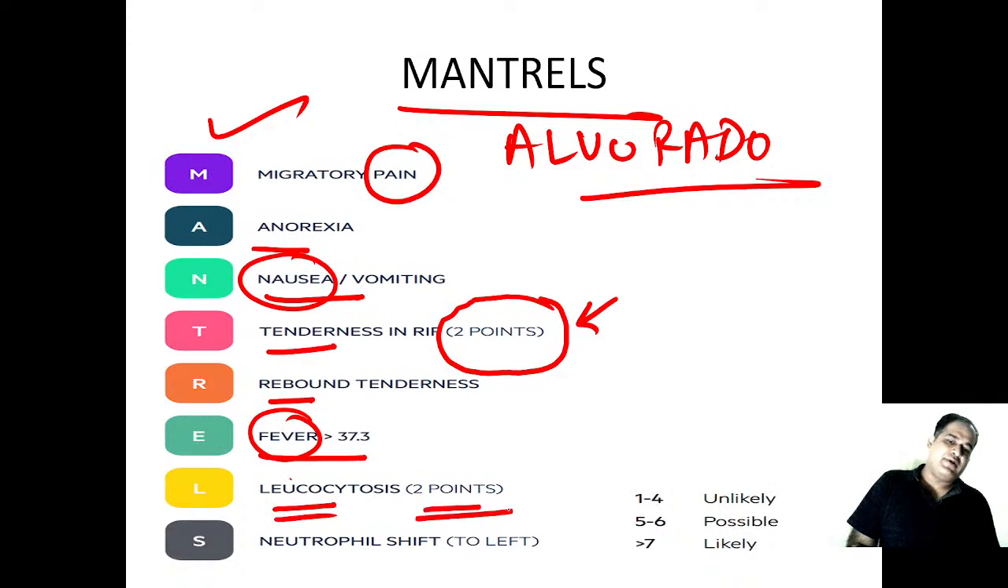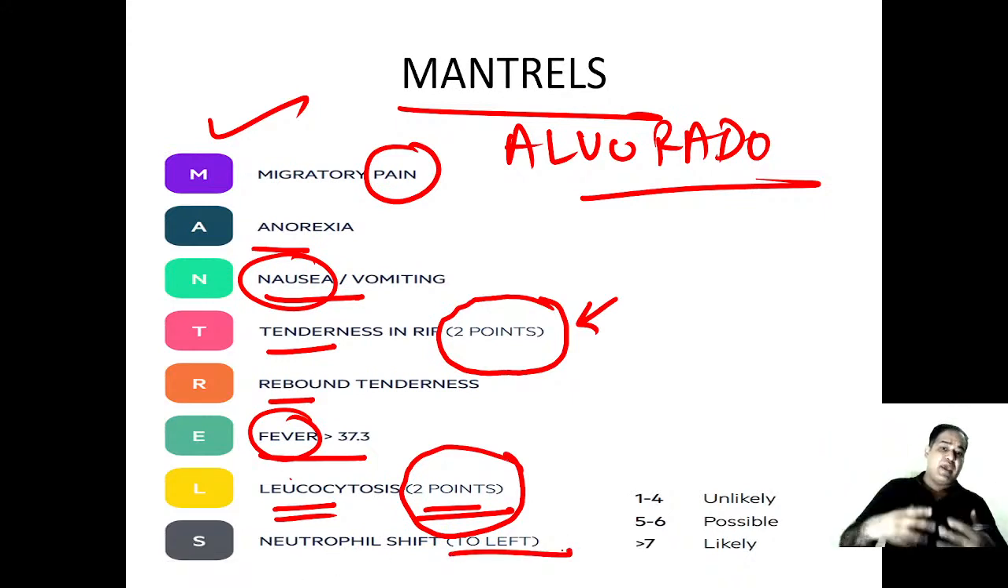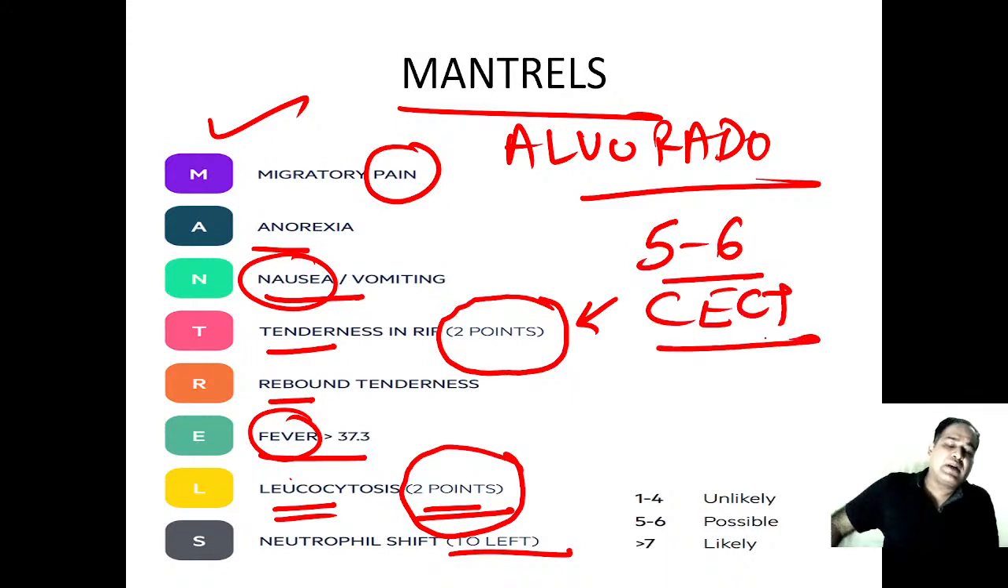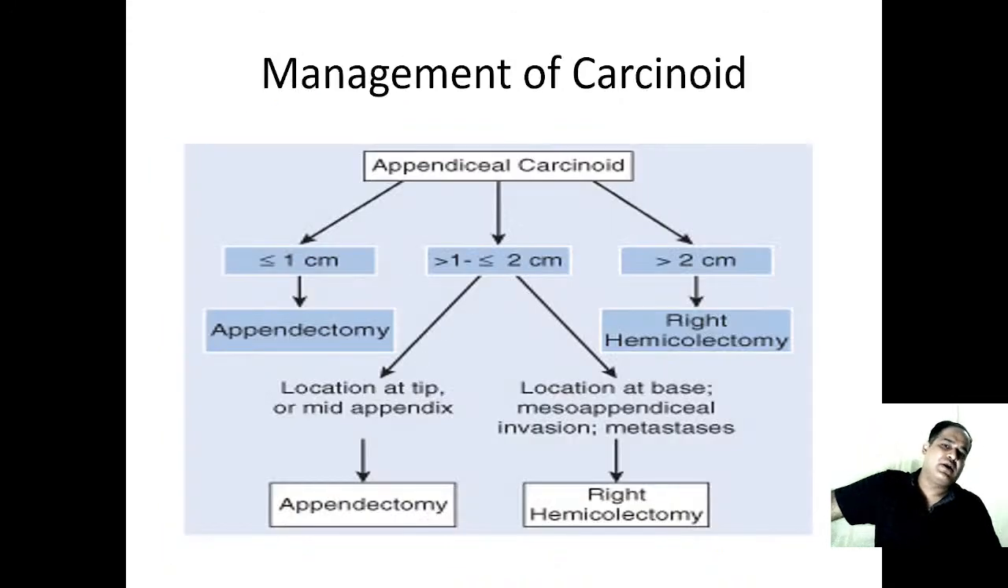Leukocytosis, increased total leukocyte count. That also has double importance. Shift to the left, that means many more new neutrophils, fresh infection. Fine. Now, if the score is 5 to 6, that is the indication for contrast CT, which is the investigation of choice in adults. In children, the investigation of choice still remains ultrasound.